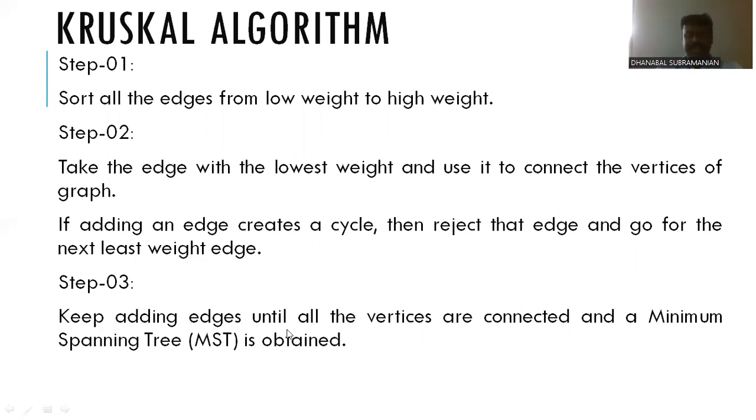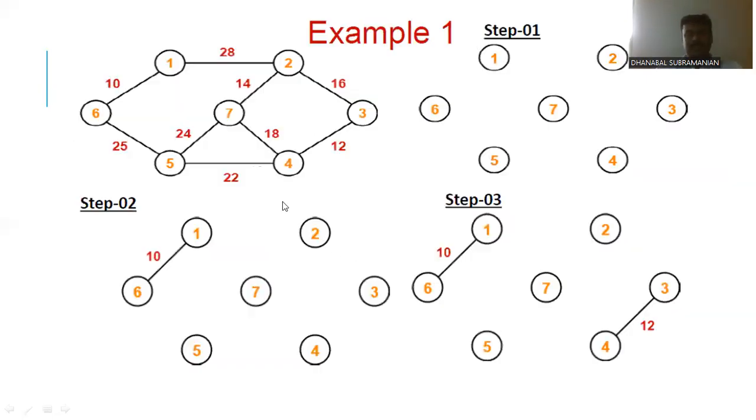Step 4: keep adding edges until all the vertices are connected to the minimum spanning tree. Okay, then take the same example. You can find the minimum cost value from one vertex to another vertex. In this example diagram, the minimum edge cost value is 1 to 6, at 10. Next we can find the minimum edge cost value; 1 to 6 is already completed.